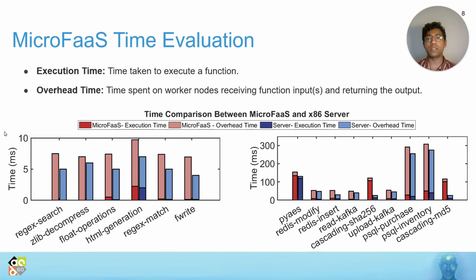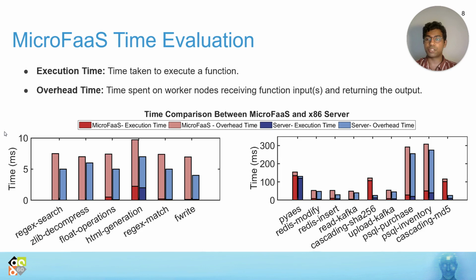So for our experiment, we ran each function for 1,000 iterations on both MicroFaaS and the x86 server. There are two terms here: execution time and overhead time. Execution time is simply the time taken to run each function, and the overhead time is the additional time on top of the execution time, which results from calling the function from OpenFaaS, sending the function along with the inputs to MicroFaaS, and getting the output back from MicroFaaS to OpenFaaS. So it's just the additional time.